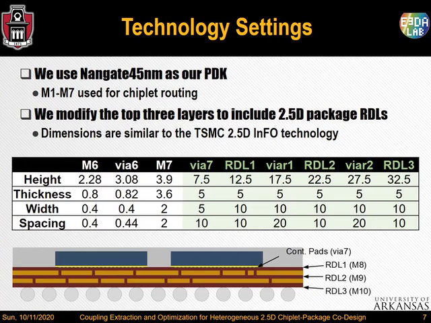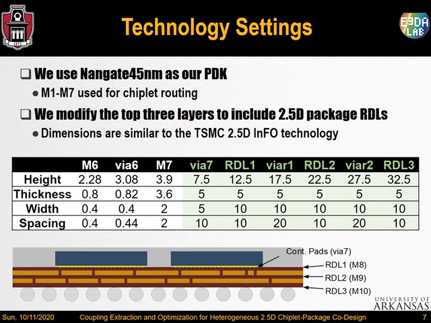We use the NanGate 45 nanometer process design kit for physical design. As there is no publicly available PDK for 2.5D package design, we mimicked TSMC's InFO packaging technology by modifying the top routing layers of the chip design PDK.